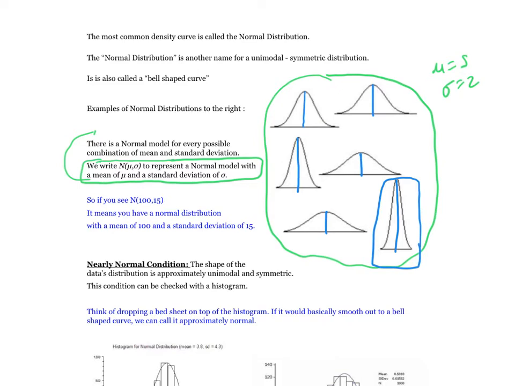And a graph with a bigger standard deviation would look like this, okay? Or anywhere in between. So when we see N(100, 15), it means you have a normal distribution with a mean of 100 and a standard deviation of 15. And remember, with a unimodal symmetric distribution like this, the center is the mean, right? And the standard deviation is the spread measurement. So it works perfectly in this situation.